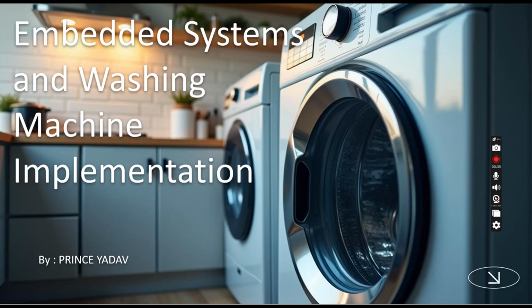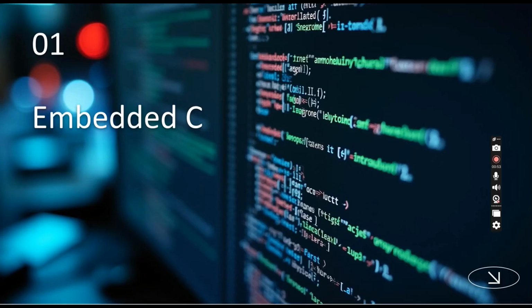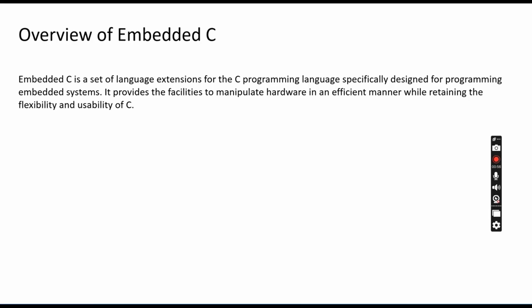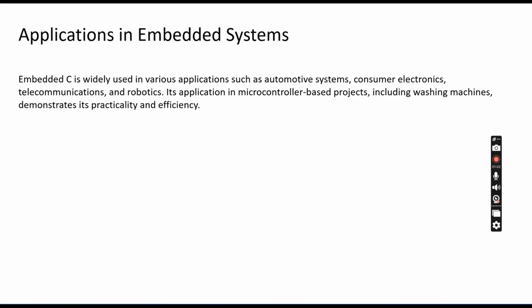Let's continue further. First of all, what is an embedded system? An embedded system is a specialized computer system designed to perform a specific task, combining hardware and software. Examples: washing machine, microwave, automotive system.